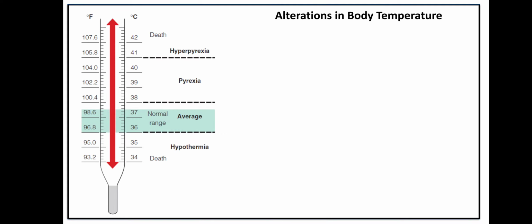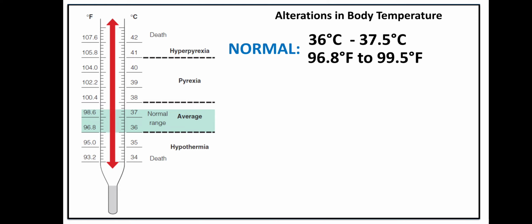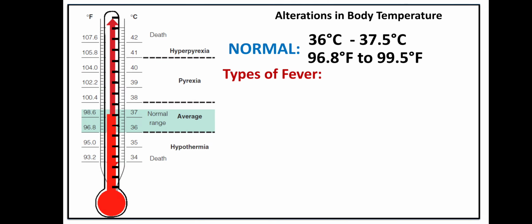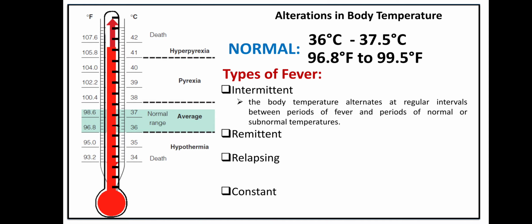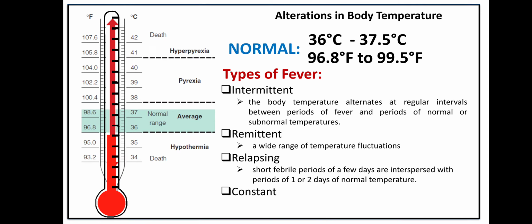So, we have the different terms here na kailangan you need to be familiar with, the alterations in the body temperature. So, the normal body temperature po ng isang tao is nasa 36 degrees Celsius up to 37.5 degrees Celsius or 96.8 degrees Fahrenheit to 99.5 degrees Fahrenheit. Okay? So, we have the different types of fever, no? So, we have the intermittent, remittent, relapsing, and your constant.